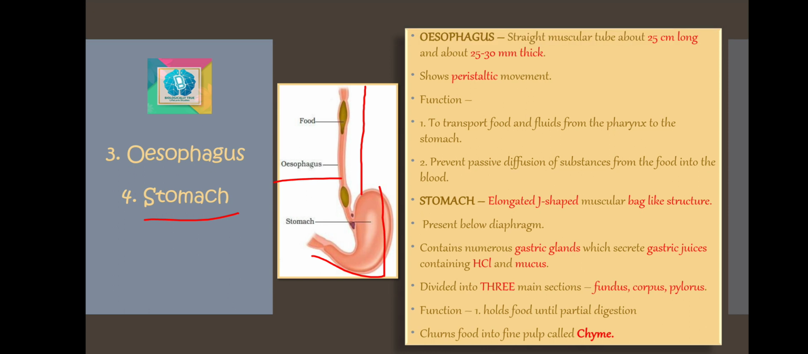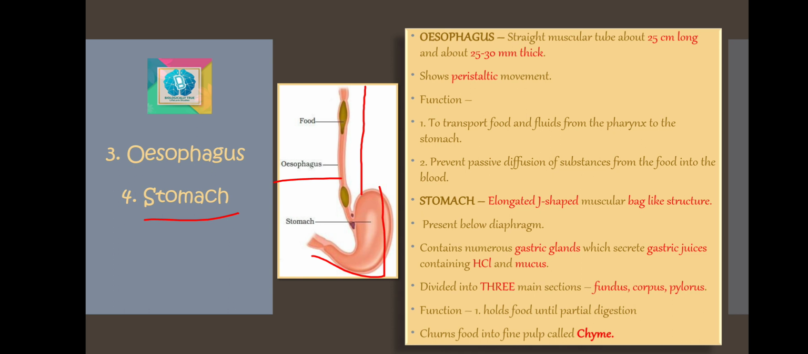First is the fundus, which is the thickest one. Second, corpus, the middle one. And the third is pylorus, the thinnest one. The mucosa of the stomach contains numerous gastric glands which secrete the gastric juices such as hydrochloric acid and mucus enzymes. Functionally, if we see the stomach, it can hold the food until it is partially digested.